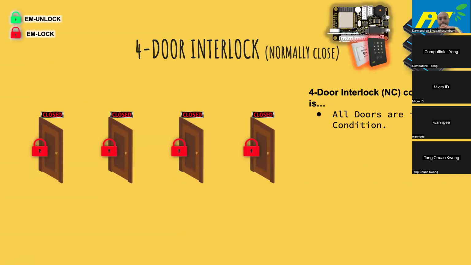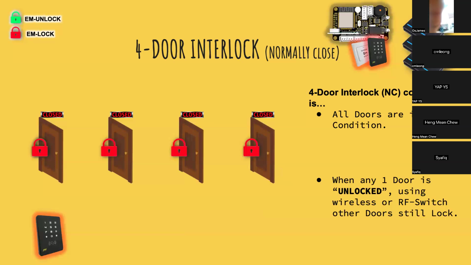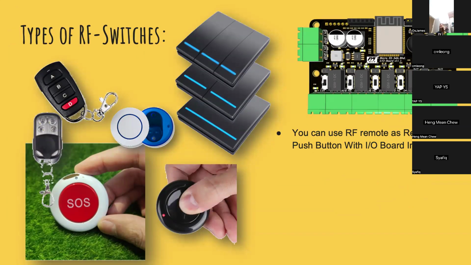As I mentioned, normally closed is where all the doors are in locked condition. For this example, let's use a wireless reader to interact with the door. When a valid signal is sent, the door will be unlocked. So now the corresponding door can be opened. The smart I/O board accepts the RF as a remote to open the door. We can get off-the-shelf 433 MHz RF remotes. And here are some examples of the remotes.